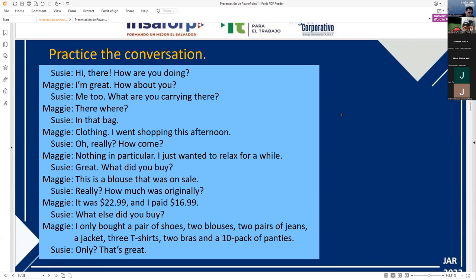Really? How much was it originally? It was $22.99 and I paid $16.99. What else did you buy? I only bought a pair of shoes, two blouses, two pairs of jeans, a jacket, three t-shirts, two bras, and a 10-pack of panties. Only? That's great. Only. Imagine, a pair of shoes, two blouses, two pairs of jeans, a jacket, three t-shirts, two bras, and a 10-pack of panties. Only, okay. Ladies love shopping.